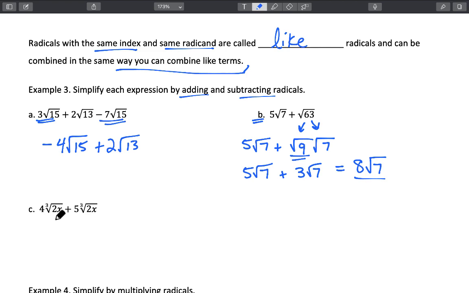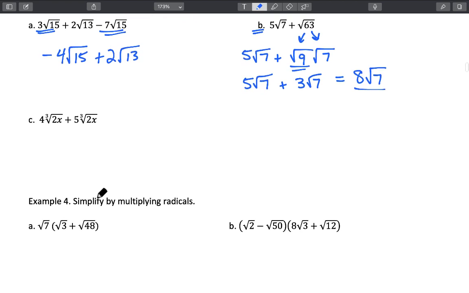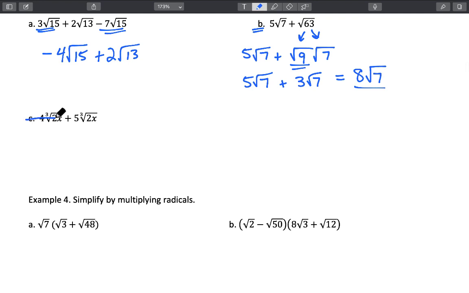Well, I can do the same thing here for cubed terms or cube root terms. However, we're going to skip through the cube root terms this time, and we'll just focus on the squares and the square roots.